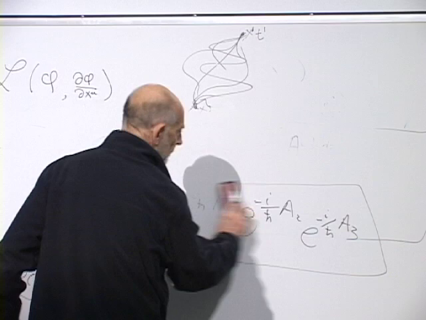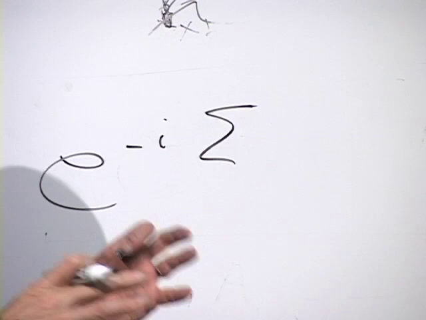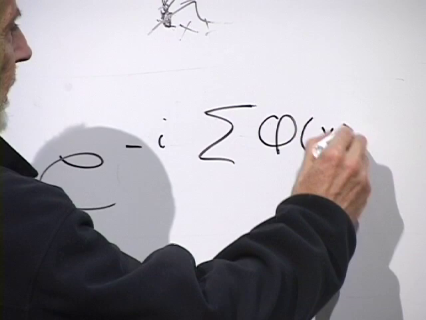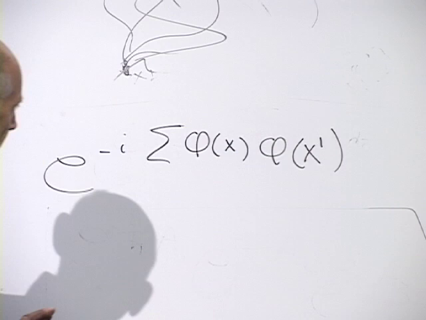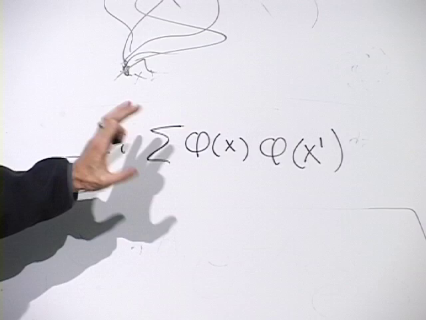We don't even need to write it in this form. Let's just write it as e to the minus i times the sum over all pairs of boxes, over all neighboring pairs of boxes. I said over all boxes, but it's clear that's not quite right. We want to think of it as sums over neighboring pairs of boxes of things like phi in one box times phi in a neighboring box. So I'll use the notation x and x prime to represent neighbors on the lattice. That's what goes into the action. Well, that's what goes into the exponential of the action. There are some coefficients in front of it, of course, but that's of secondary importance.